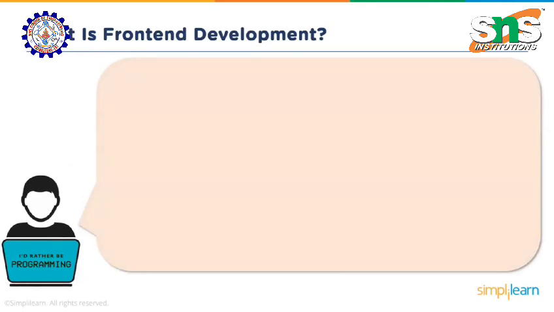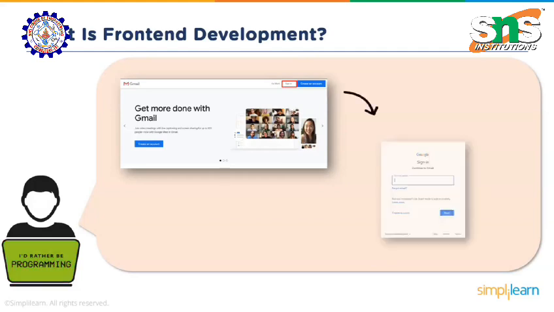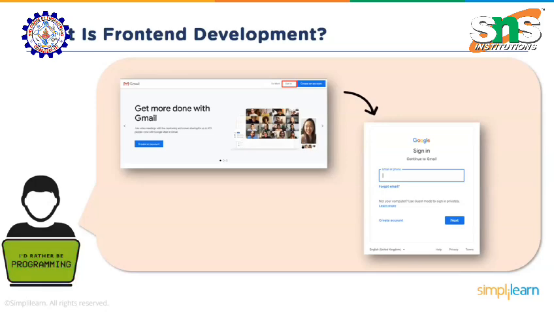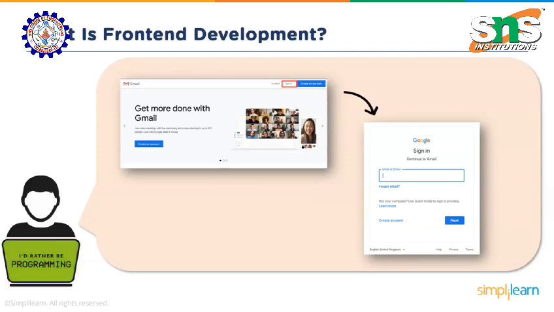Every time you open a website, it has several UI components. And once you click on a particular icon, say sign in in this case, you get navigated to the sign in or the login page, right? So what happens is that all of these items facilitate navigation and utility. These are collectively called the front end. So the front end is the visible part of the website or the web application which is responsible for user experience. The user directly interacts with the front end portion of the website or the web application.